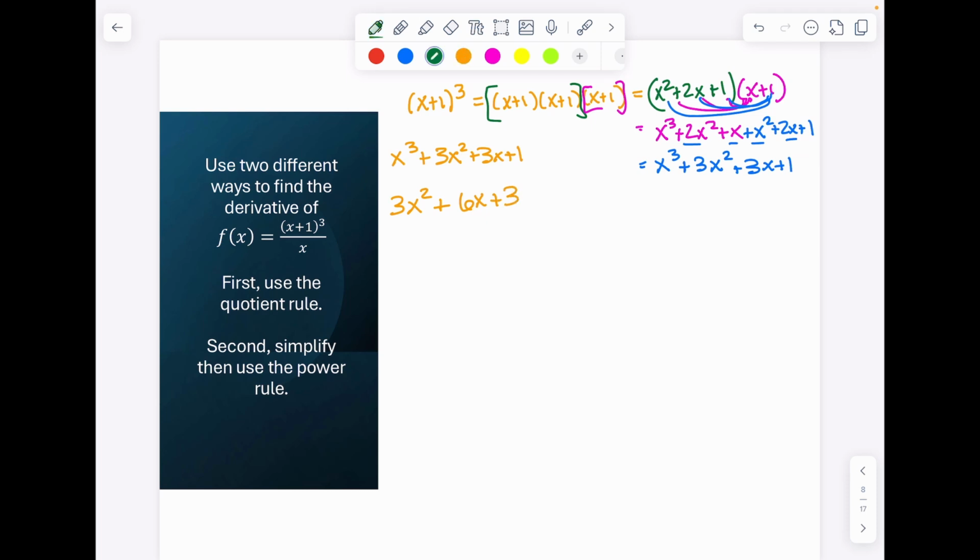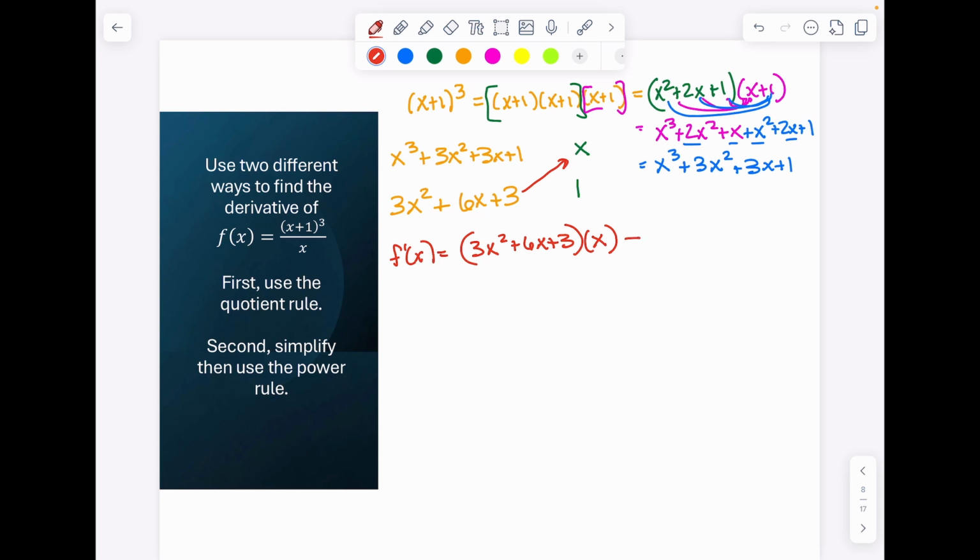Next thing I'm going to do is put my denominator over here on the right hand side. I'm going to take the derivative of the denominator, which is just 1, and put it here. We have a system for using the quotient rule. I'm going to take the derivative of my numerator. I'm going to multiply it by my denominator. So I have this whole quantity, the 3x squared plus 6x plus 3. I multiply that whole thing, so I put parentheses around it, times x.